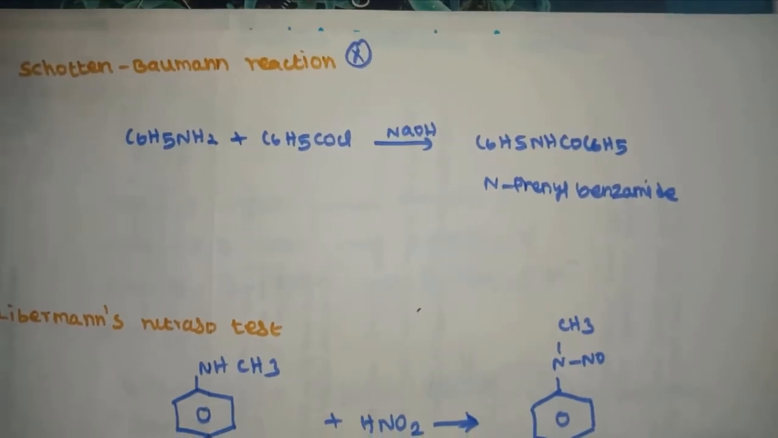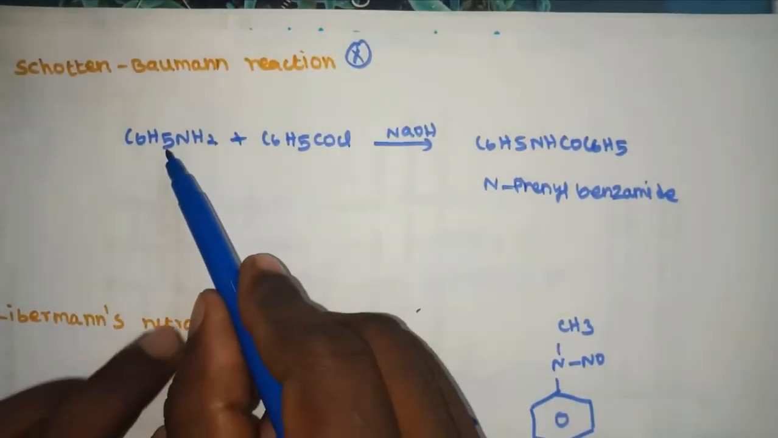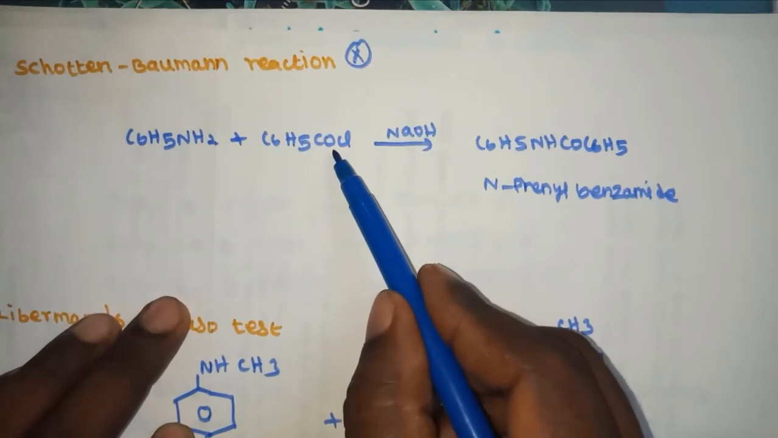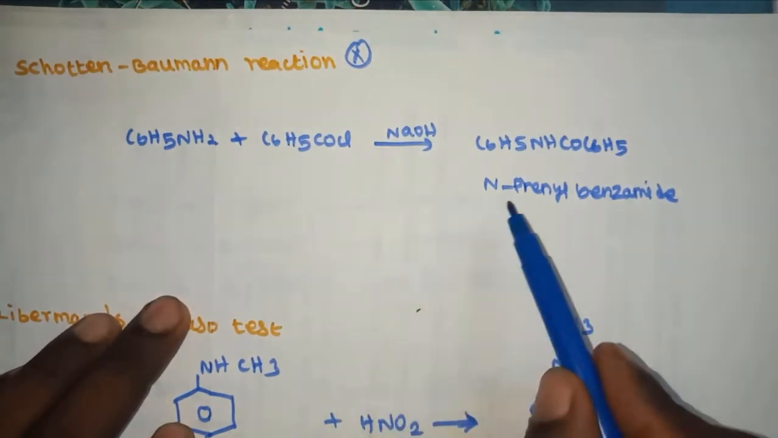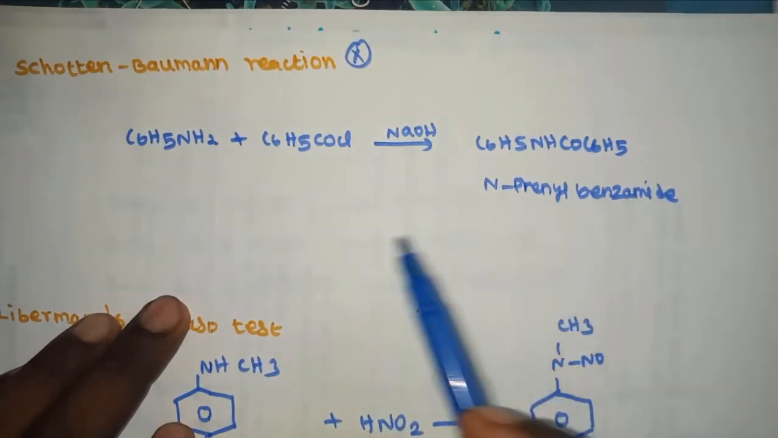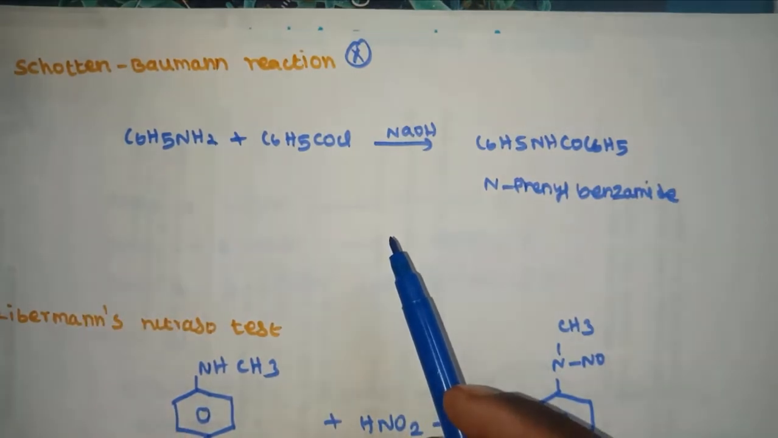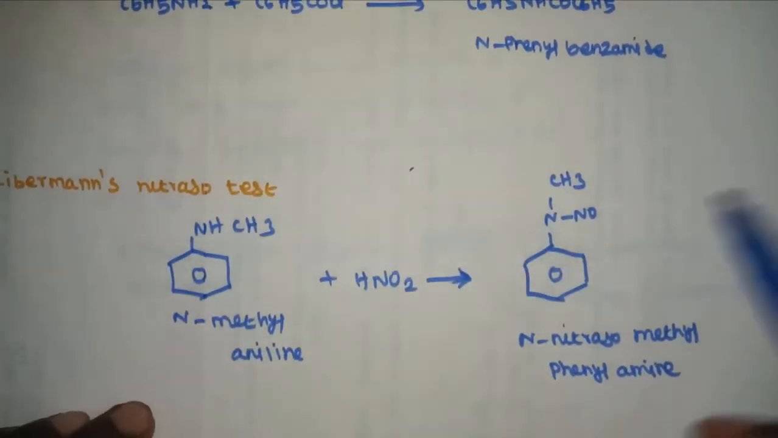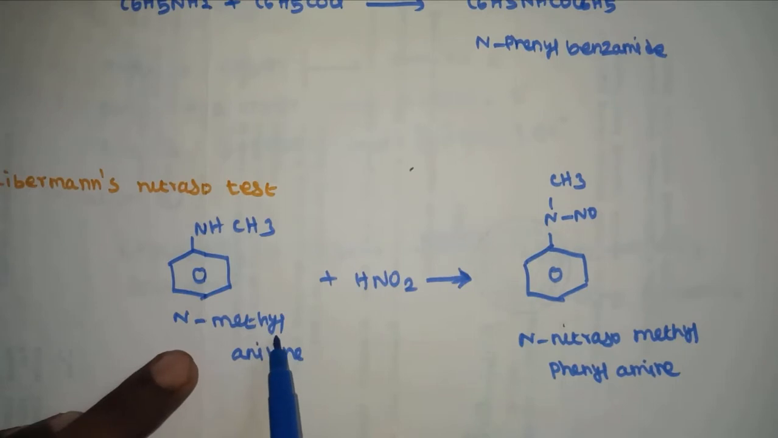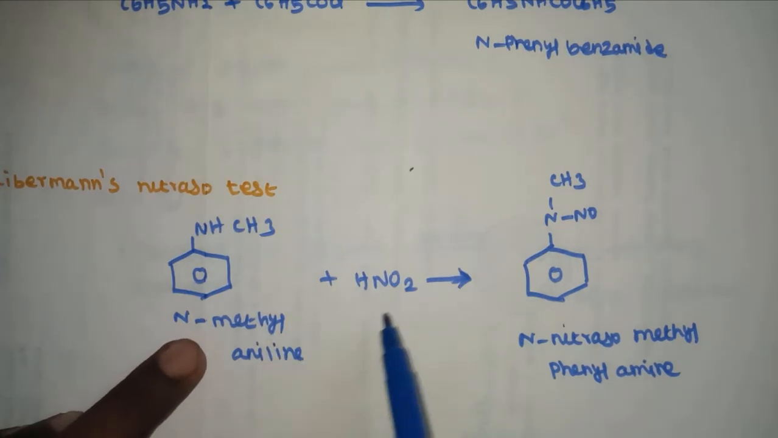Schotten-Baumann reaction. This is a very important named reaction. When aniline reacts with benzoyl chloride in the presence of sodium hydroxide, it forms N-phenyl benzamide. This reaction is called the Schotten-Baumann reaction. Next one is the Liebermann nitroso test. When N-methyl aniline reacts with nitrous acid it forms N-nitroso-methylphenylamine. This reaction is called the Liebermann nitroso test.